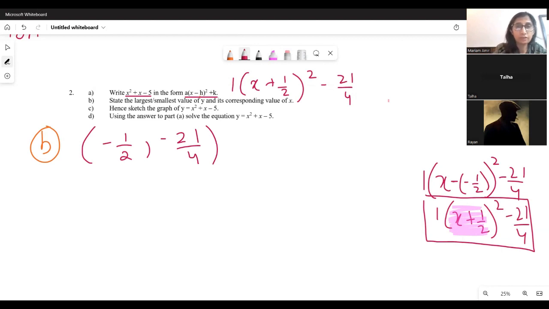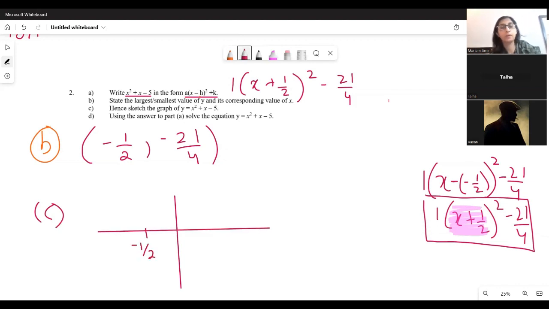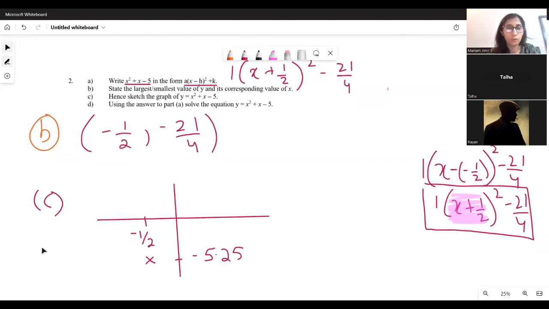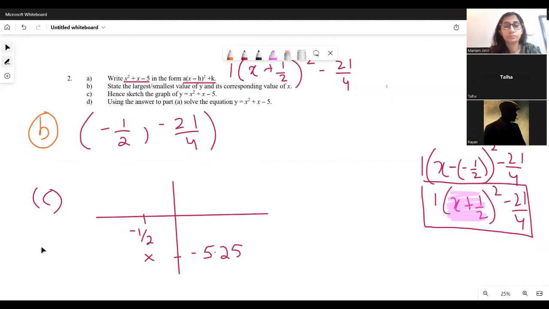In part C, you have to sketch this. So let's sketch the turning point first. Minus half is here and minus 21 by 4, that is minus 5.25, is here. So this is our turning point. Now I'm going to make a curve. Will it be a U-shaped curve or an inverted U-shaped curve? Yes, it will be a U-shaped curve, because it is 1x squared, so the coefficient of x squared is positive.